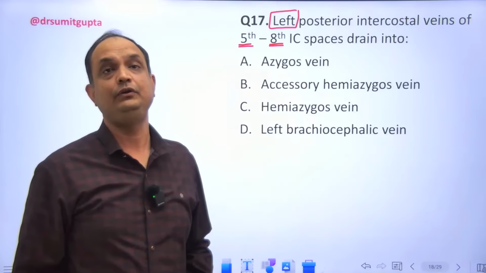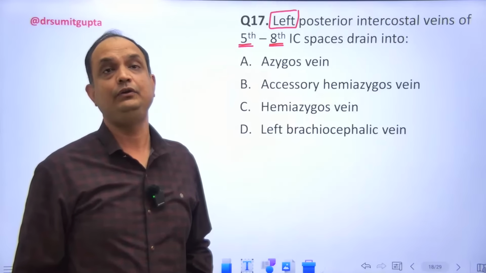The azygos vein enters the thorax through... Now there are 4 openings given. So this is the important thing to understand, that the azygos vein always enters through the aortic opening. The azygos vein enters the thorax with the aortic opening. Clear?